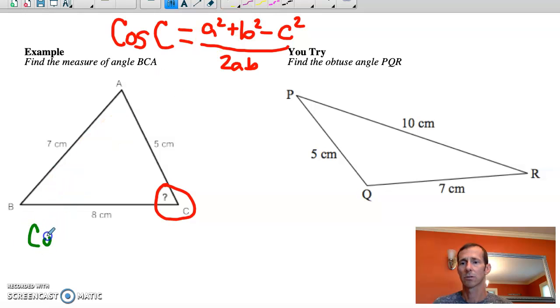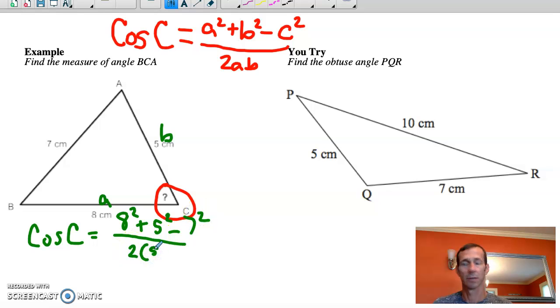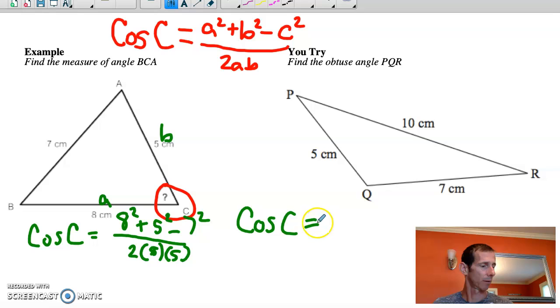So cosine of C equals, so this would be a, so 8 squared plus b, 5 squared, minus 7 squared, all over 2 times 5, or 8. I guess it doesn't really matter, does it? We'll make that an 8, 5. So if I calculate all this in my calculator, make sure this entire top portion of this fraction or ratio is calculated as 1 before you divide by 2 times 8 times 5. Again, that's an 8. And if I were to do all that, this actually ends up equaling 0.5.